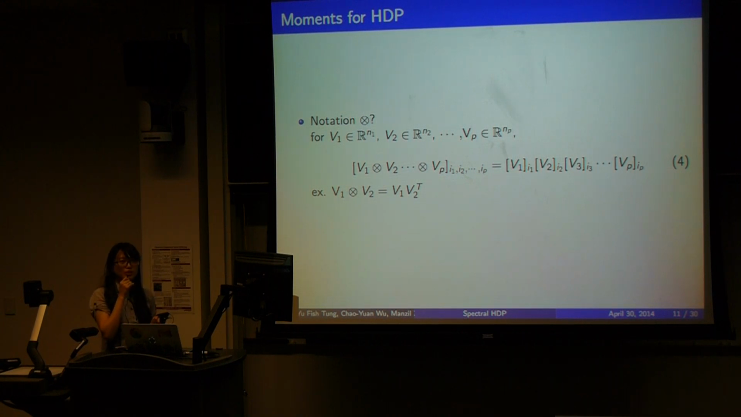Before we start to derive the second and third order moments, we first introduce this notation. We will call it cross. Cross means that if we have p vectors and we cross them together, it becomes a p-dimensional structure. If we have two vectors and cross them together, it becomes a matrix. If we have three vectors, then we get a cube.